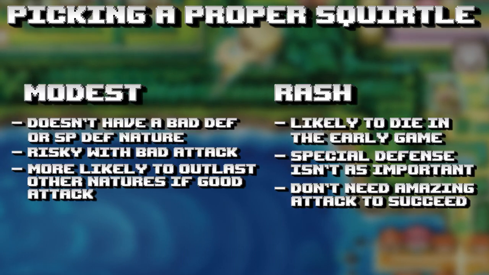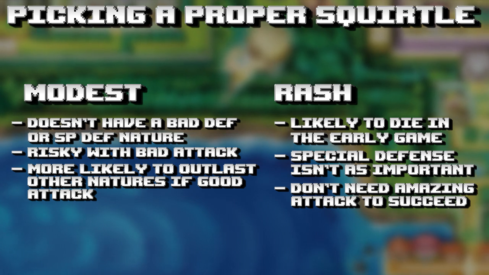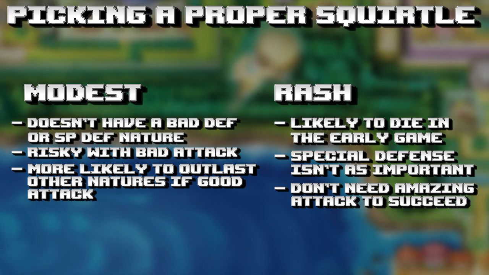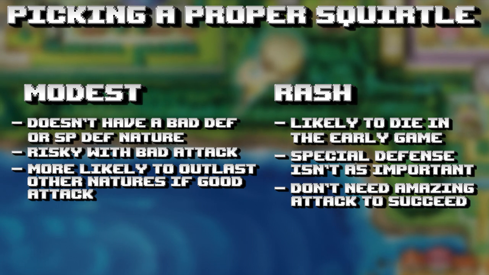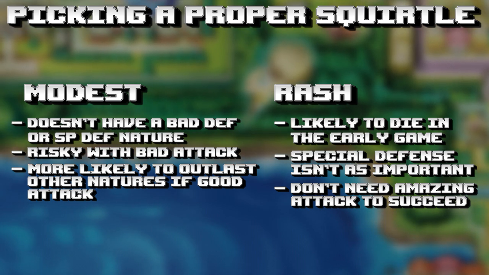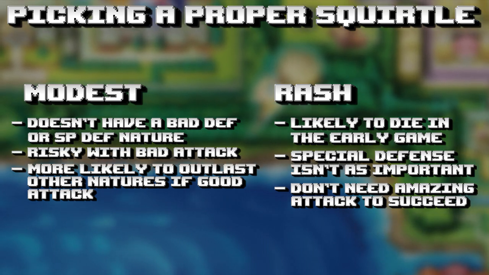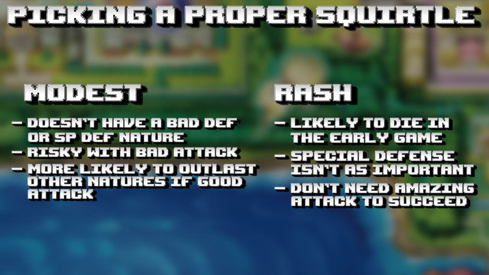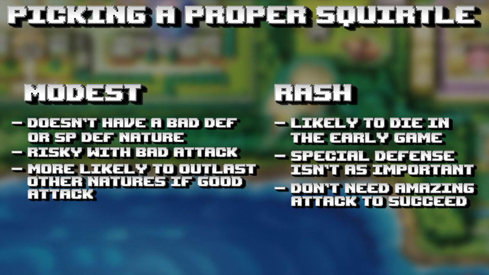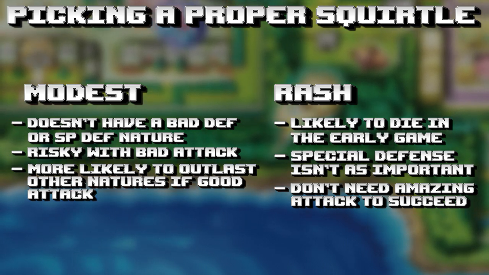Now, when it comes to modest versus rash nature, it very much depends on what you're willing to risk in the long run. For modest nature, they typically outshine a rash nature if and only if they have good enough attack. Because of modest nature's lack of attack, they can typically end up missing a range. But because a modest nature does not have a minus nature in special defense or defense, they can be very, very valuable in the long run as they are less likely to die because of their superior defenses. So, if you have an overall more balanced, modest nature with a really good attack, then you typically want to prioritize a modest nature over a rash nature.